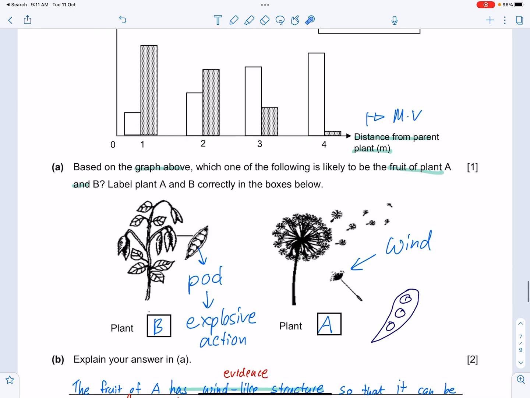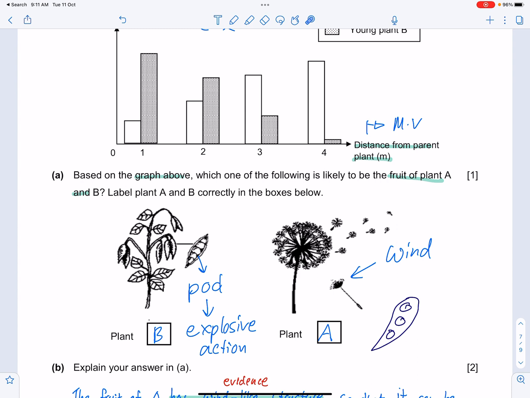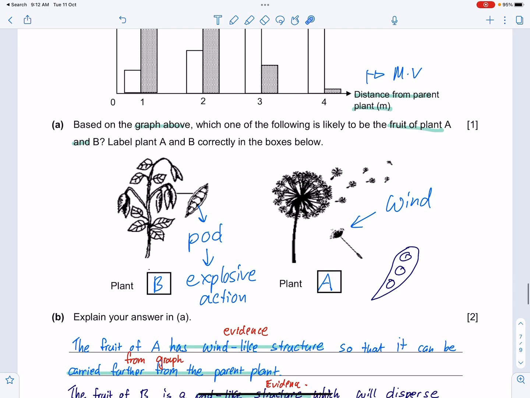So therefore, if the first part asks you to identify, your B would actually be this one over here. Now, how do you know that this plant employs the explosive mechanism? You take a look at the fruit. It's a pod-like structure, so it tells you that it disperses by explosive action. Whereas the other one is by wind because it's got a wing-like structure, and this is plant A.